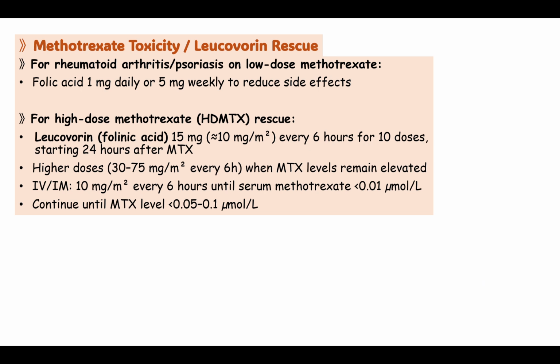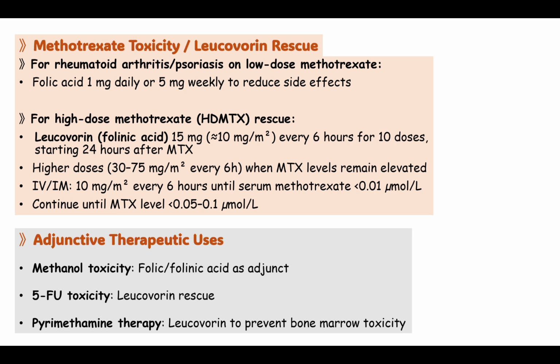The regimen listed is 15 mg, approximately 10 mg per square meter every 6 hours for 10 doses, beginning 24 hours after methotrexate. If methotrexate levels remain elevated, higher doses of 30 to 75 mg per square meter every 6 hours may be needed. Intravenous or intramuscular dosing is listed as 10 mg per square meter every 6 hours until the serum methotrexate is below 0.01 micromoles per liter. Treatment should continue until methotrexate levels are below 0.05 to 0.1 micromoles per liter.